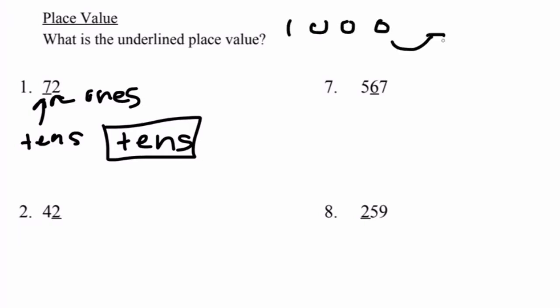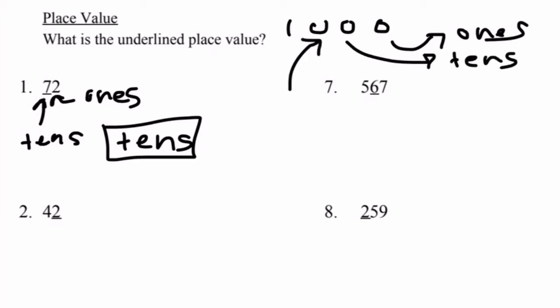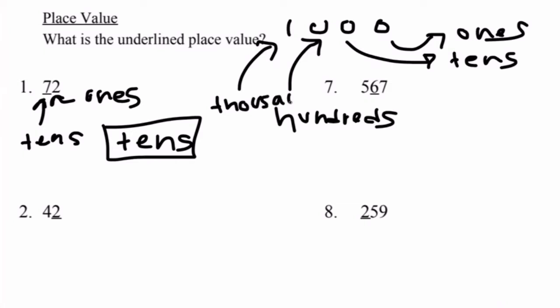we know that this is our ones place, this is our tens place, this is our hundreds place, and last but not least, this is our thousands place. Okay, let's go back now. Number 2, 42. 2 is underlined. We know that our 4 is our tens place. That only means that our 2 on the right-hand side should represent our ones place.